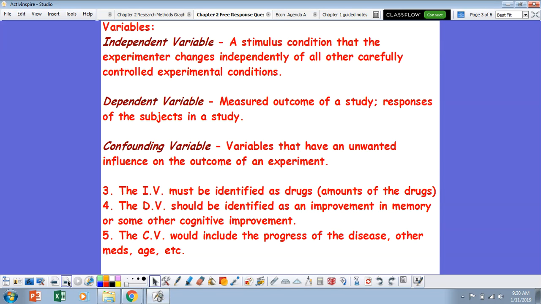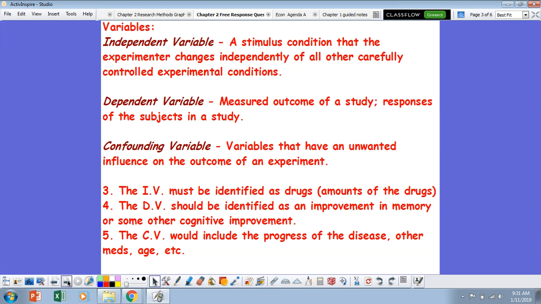In the next part, the variables. Independent variable, this is a stimulus condition that the experimenter changes independently of all other carefully controlled experimental conditions. Your dependent variable measures the outcome of the study, responses of the subject in the study. And your confounding variable, these are the variables that have an unwanted influence on the outcome of an experiment.